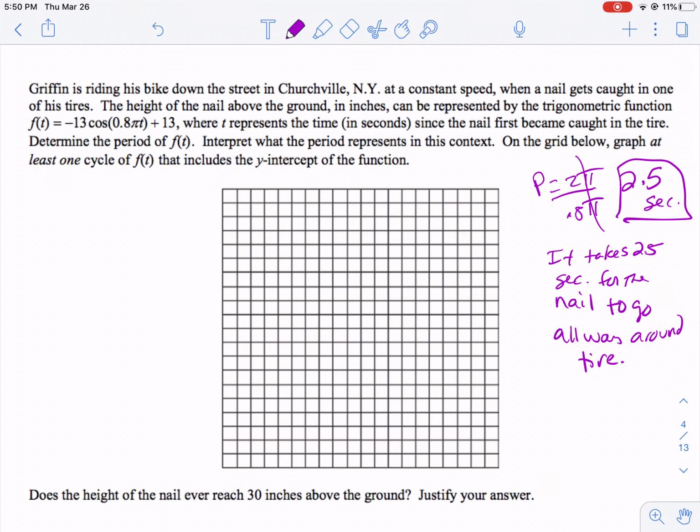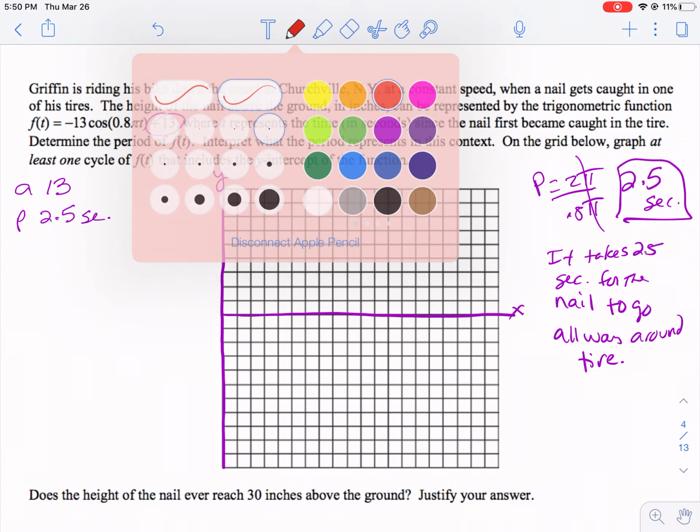On the grid below, graph at least one cycle of f of t that includes the y-intercept. Alright, so the amplitude is 13. The period is 2.5 seconds. Alright, so make your axes. There's x, there's y. Our midline is 13.